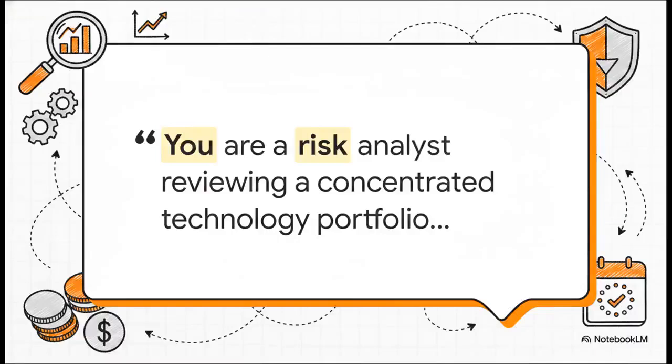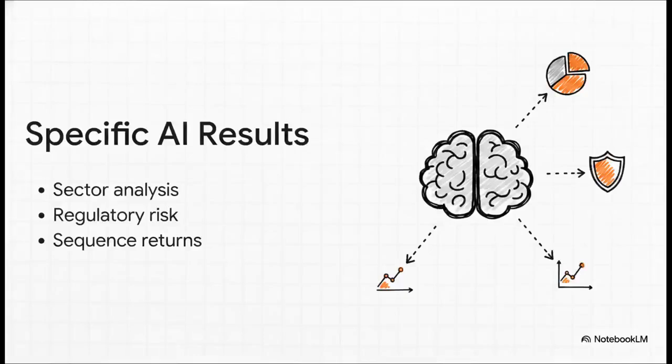Okay, so watch what happens when our engineer from earlier rewrites her prompt using all 4 of these ingredients. She tells the AI, you are a risk analyst reviewing a concentrated technology portfolio for a retirement fund. The portfolio holds 60% in 3 megacap tech stocks, 30% in growth stage AI companies, and 10% in cash. The fund beneficiary retires in 8 years. Identify the 5 most significant risks specific to this portfolio, and for each, suggest 1 mitigation strategy. It's a real game changer.